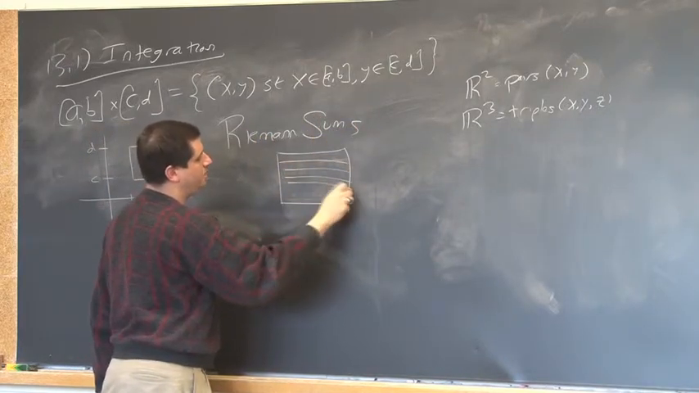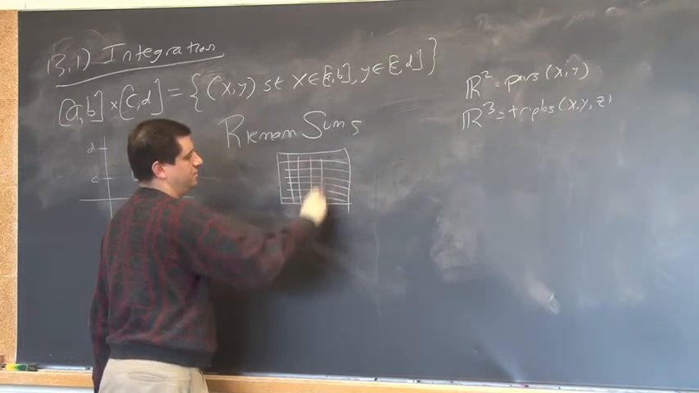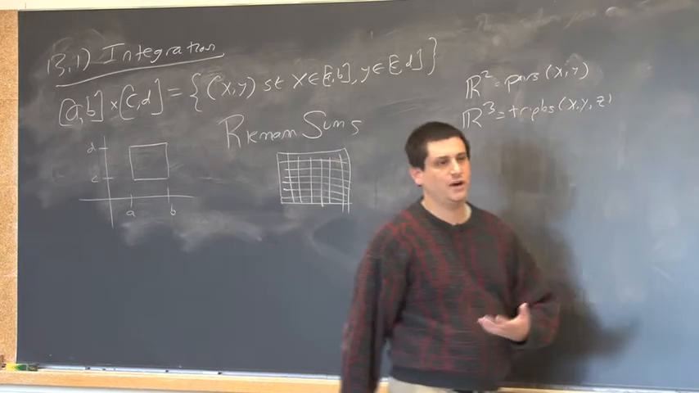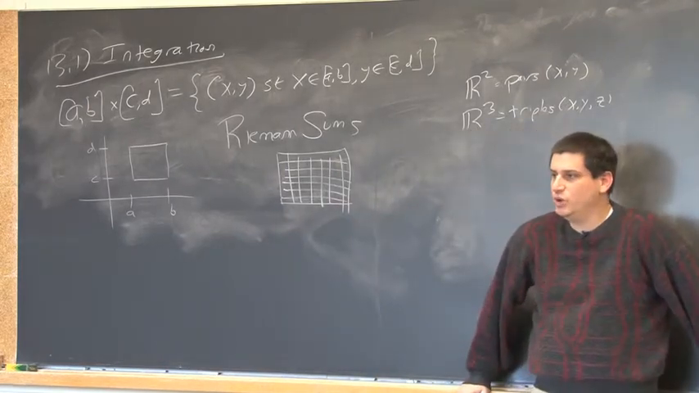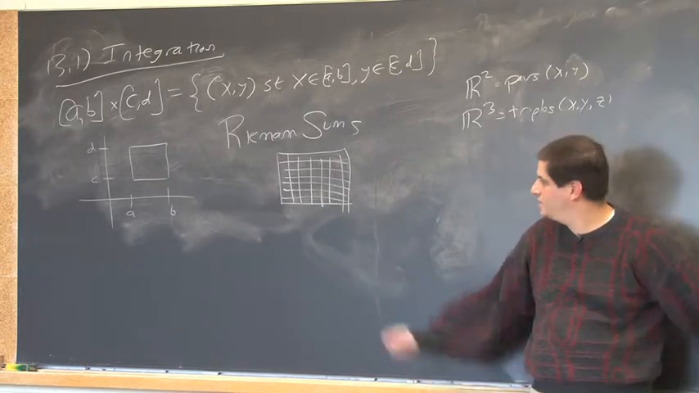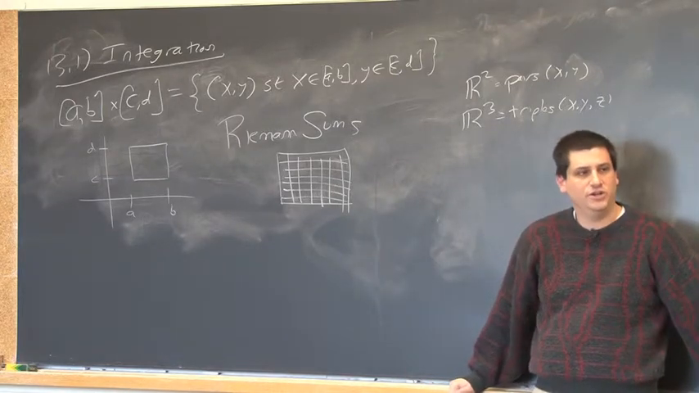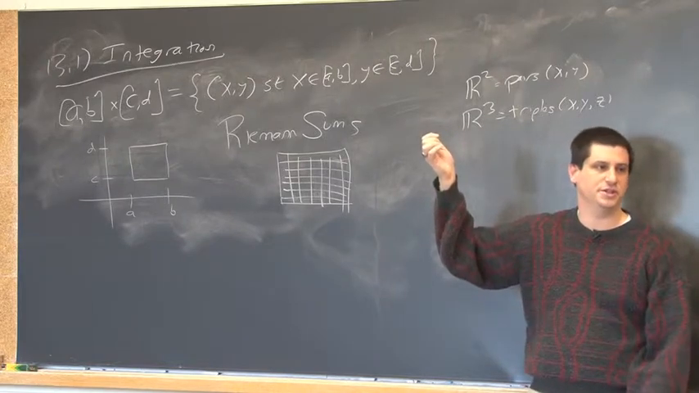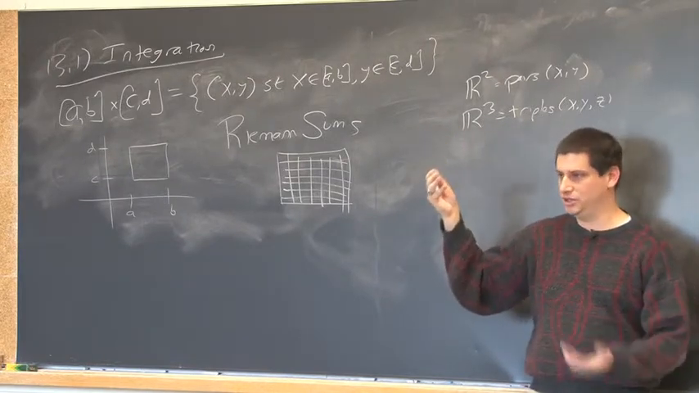And what we do is we just chop this up into lots of different pieces. And I'm not going to go through the details. The calculation is almost identical to what we did in one dimension. I slice up the x-axis, I slice up the y-axis, I get lots of small sub-rectangles. On each sub-rectangle, I see where's my function largest, where's my function smallest. I get my upper sum, I get my lower sum.